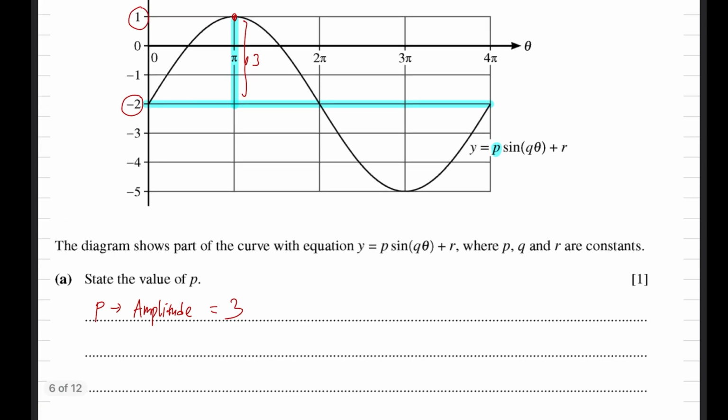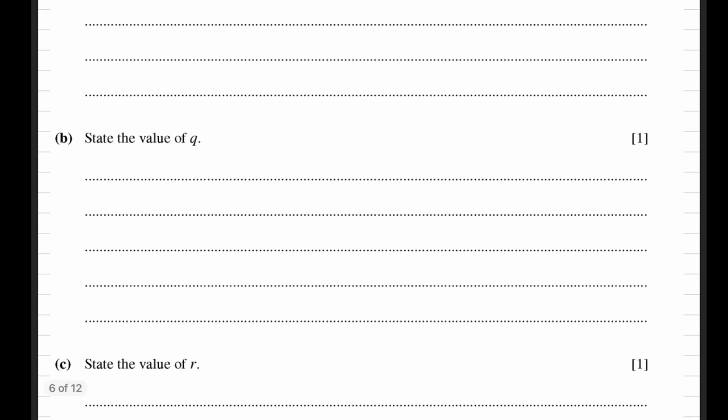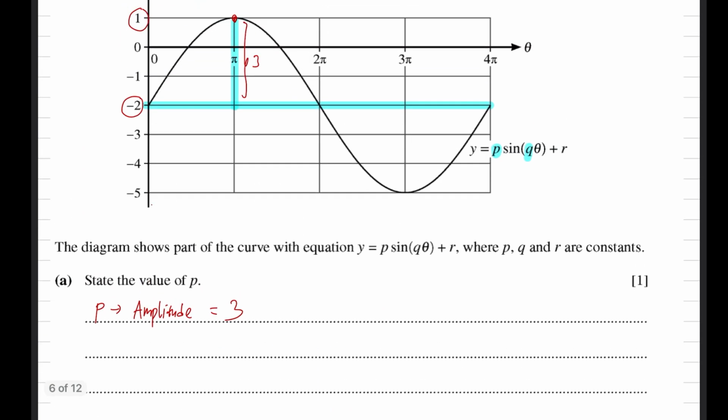Now, how to find q? Q is related to the period, because we know the formula for the period of sine is 2 pi over q. So we can find q by dividing 2 pi by the period. And the period is the horizontal distance for one full wave, which is from 0 to 4 pi.